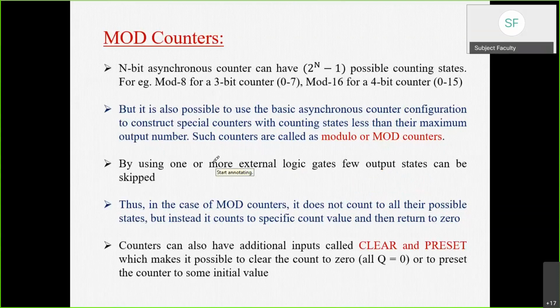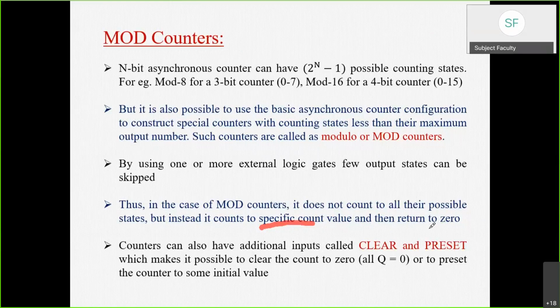Thus, in case of mod counters, it does not count all their possible states, but instead it counts to a specific count. Now, this specific count will depend on the user. How much count it will require, that will depend on the user. So the counter will count up to that specific count, and after that it will return to 0. That means it will reset itself.